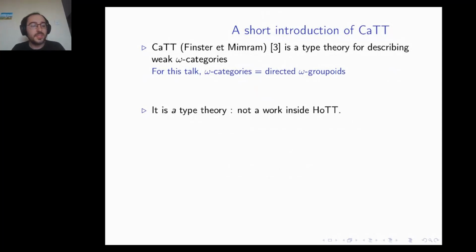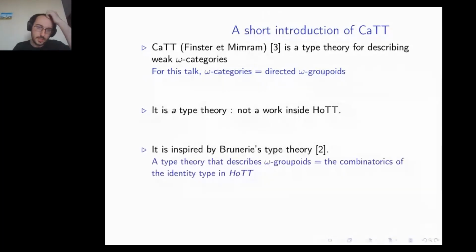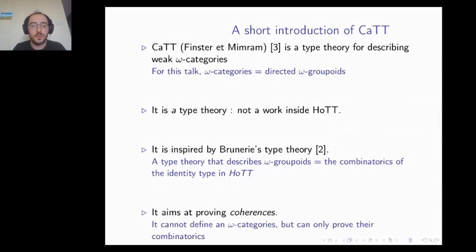So something I want to emphasize is that it's a type theory, and it's not really a work inside of HoTT, or it's not really a work about HoTT. It's like a parallel type theory from HoTT, but also it's simpler than HoTT in many ways. It has fewer constructors, and they are easier to understand. And it's inspired by a work of Brunnery, who designed the type theory for describing weak omega groupoids. So he could describe the identity types of HoTT, the structure of the identity types of HoTT.